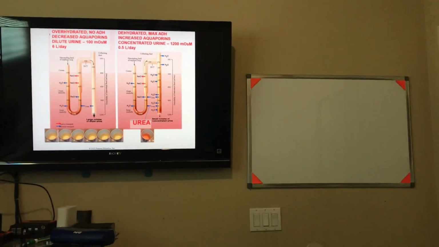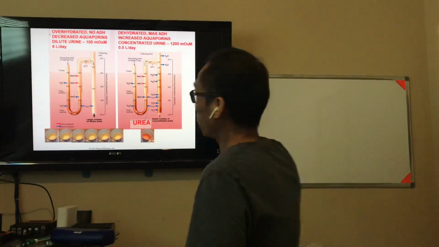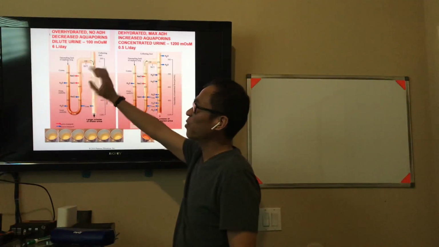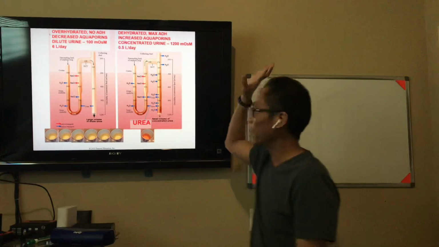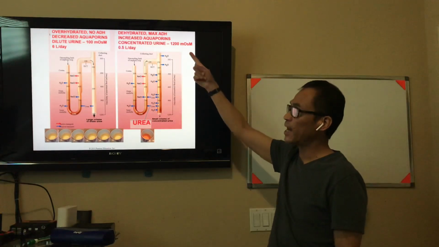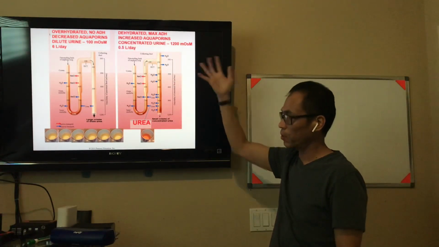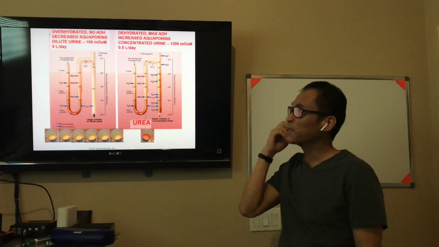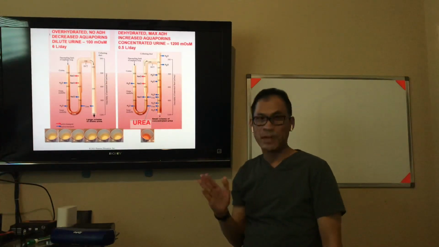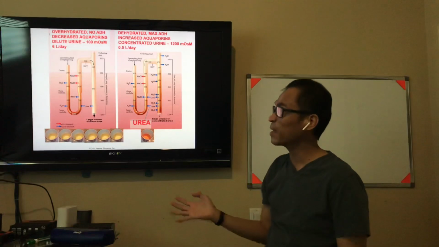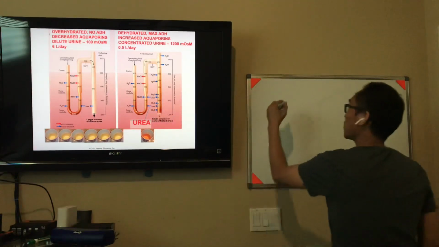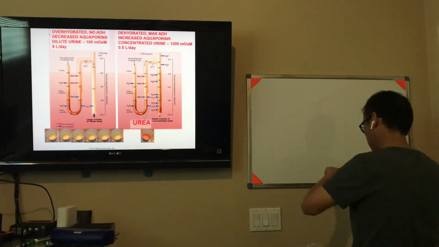So in this slide, we have a side-by-side comparison. Here's the formation of dilute urine. You're overhydrated. Here's the formation of concentrated urine. You're dehydrated. You want to conserve water. You want to reabsorb most of it. And so the physiological range of how dilute, how concentrated you can make it is here. So let's compare overhydrated versus dehydrated.